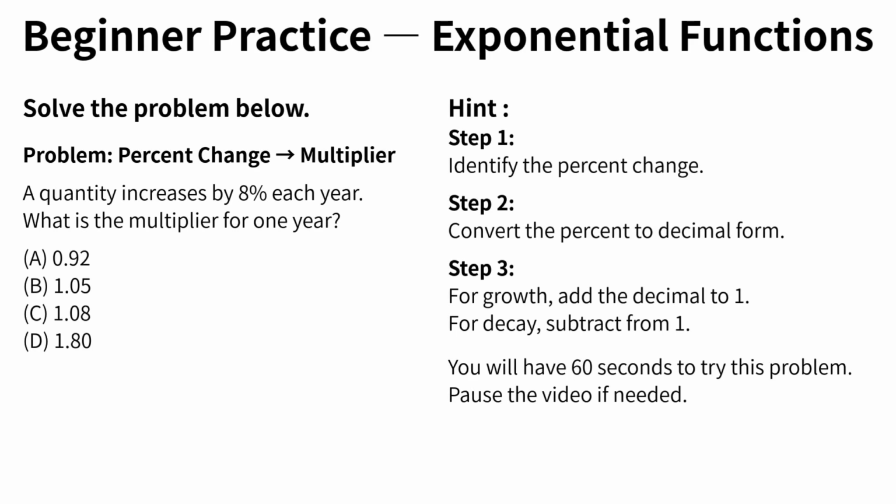Here's your beginner-level question. A quantity increases by 8% each year, and your task is to convert that percentage into a multiplier. Remember, a percent increase becomes 1 plus the percent divided by 100. Choose the correct multiplier from the options. You have 60 seconds.